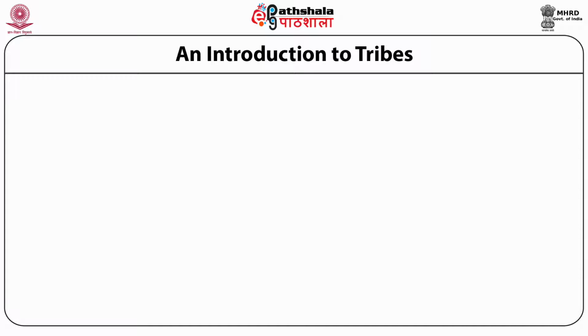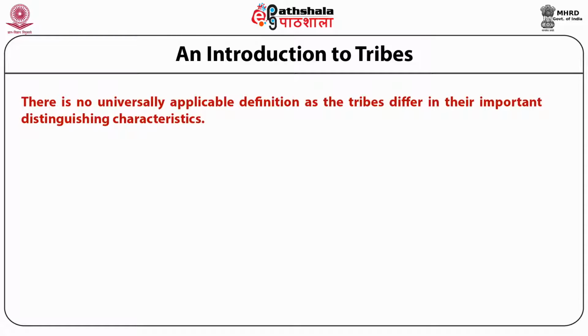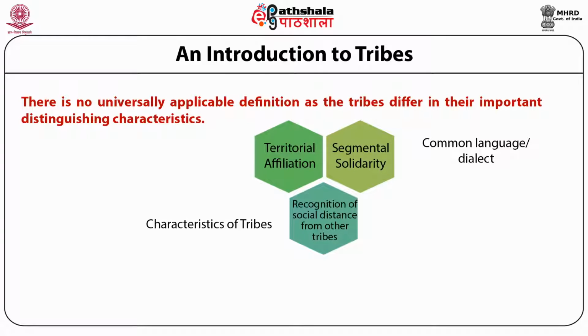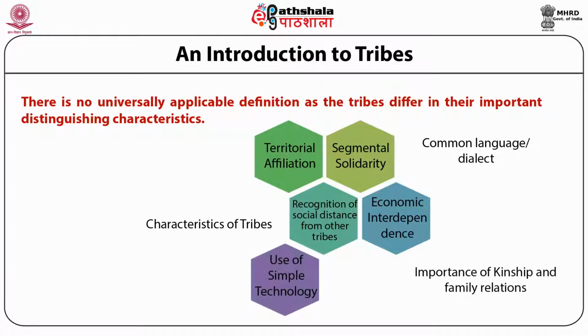In continuation to understanding tribes and their characteristics, let's see this diagram and try to understand the characteristics of tribe. There is no universally applicable definition, as the tribes differ in their important distinguishing characteristics. So, this diagram tries to explain tribal characteristics. See, there is territorial affiliation, segmental solidarity, recognition of social distance from other tribes, economic interdependence, use of simple technology, no surplus generation. So, in this way, the tribal characteristics are explained through this diagram.